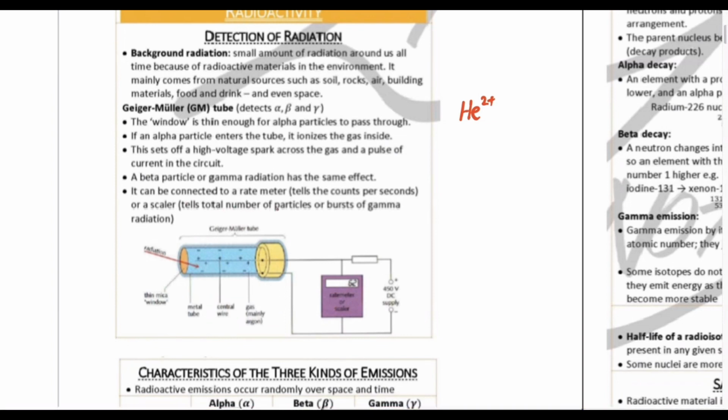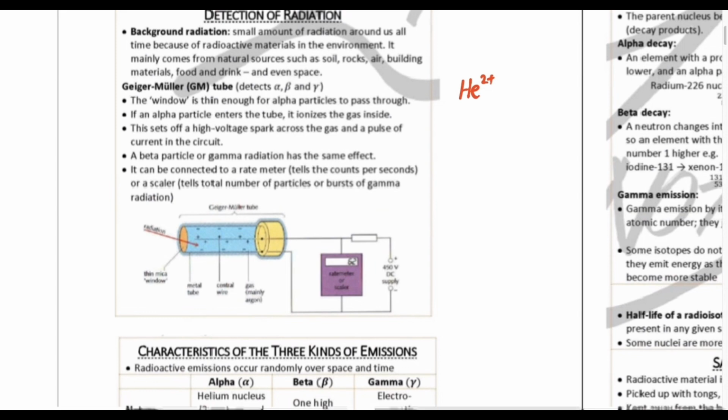which tells the total number of particles or bursts of gamma radiation. The rate meter tells us counts per second, but the scaler tells us the total number of particles or bursts of gamma radiation. They tell us different things, but there's no need to know in detail. You just need to remember the Geiger-Müller tube is used to detect radiations.